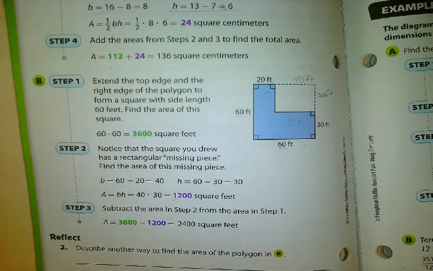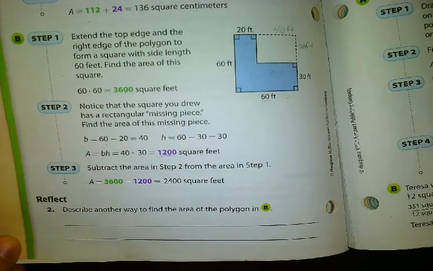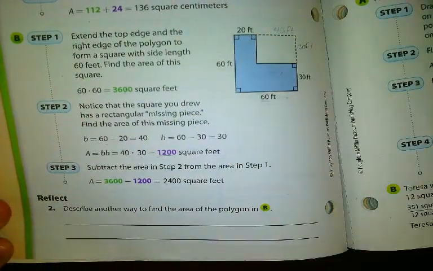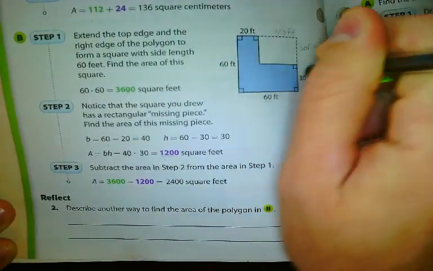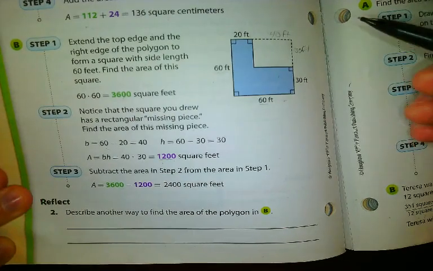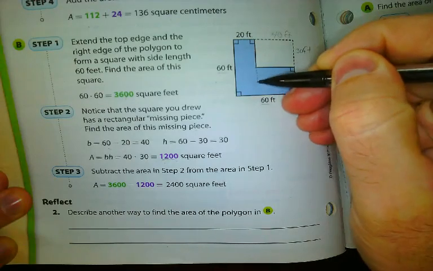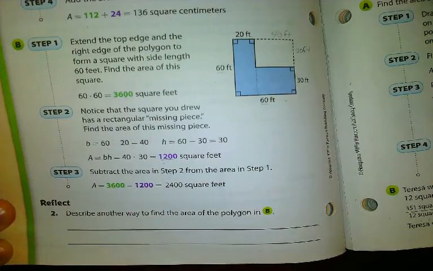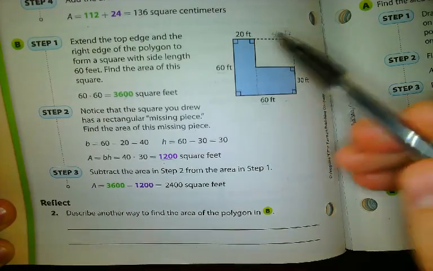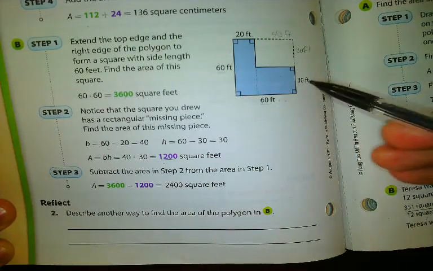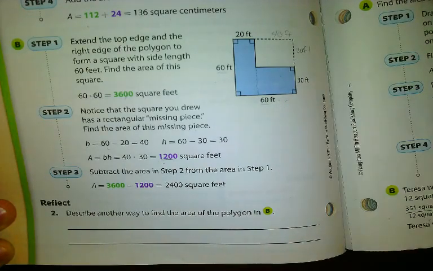It says, describe another way. If we look and reflect on this, is there another way to find the area of this polygon? If you were looking at this polygon and you didn't want to complete and make a square, you could also look at just how we did it before, where we drew a line that separated out two different rectangles. So you could also do two areas of rectangles and do a 20 by 60 and a 40 by 30.